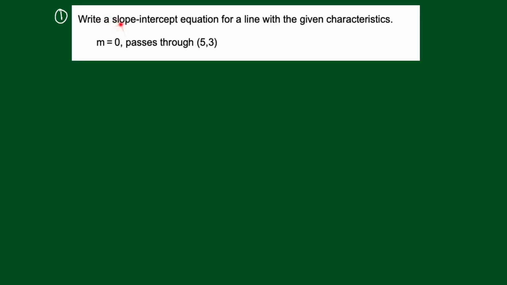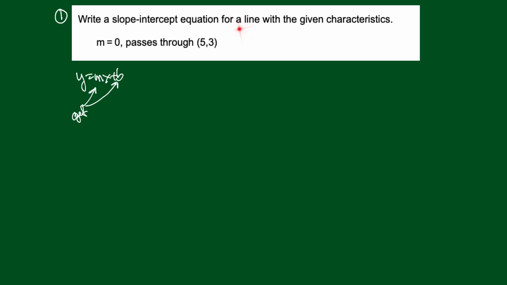Now we're supposed to write the slope-intercept form. As soon as I see that, this is what I'm thinking. y equals mx plus b, so I need to get m and b.